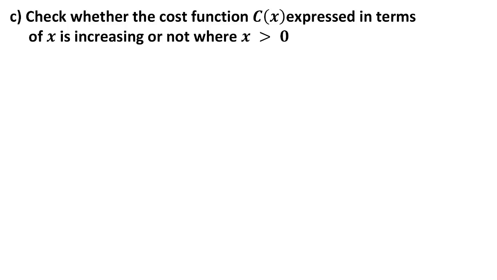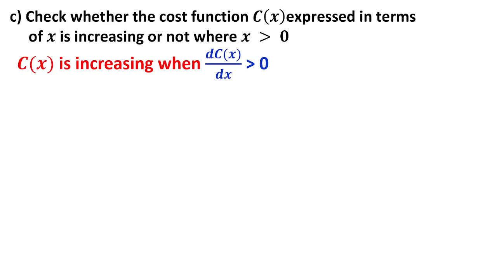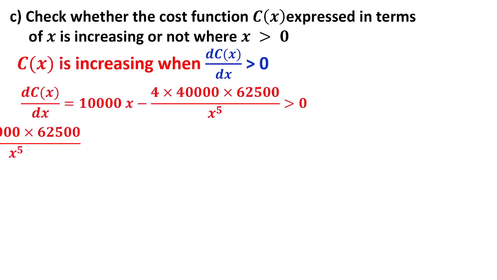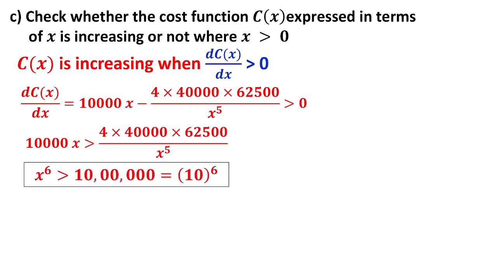Let us go to the last question. Check whether the cost function expressed in terms of x is increasing or not. Already we have just proved the minimum value over there. Now we are checking increasing or decreasing. You can see this particular case study has maxima, minima, then increasing function, decreasing, everything. C of x is increasing when the derivative is greater than 0. Now take the derivative, check that it is greater than 0, cross multiplied. Therefore, x power 6 is greater than 10 power 6. Therefore, x power 6 minus 10 power 6 is greater than 0.